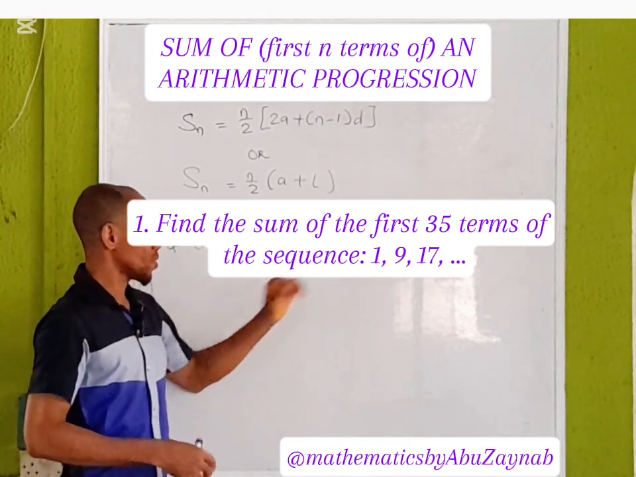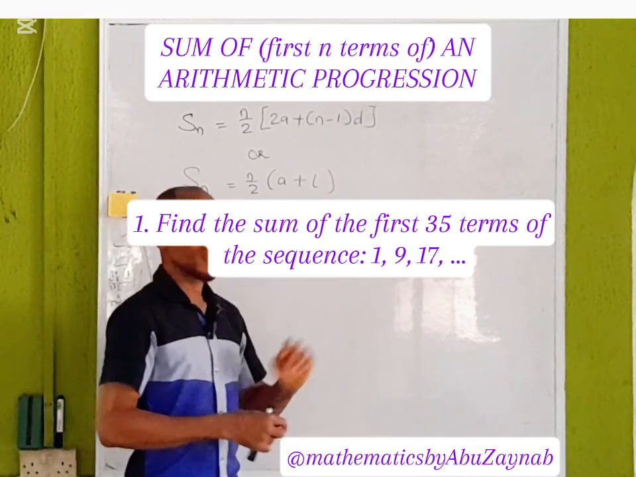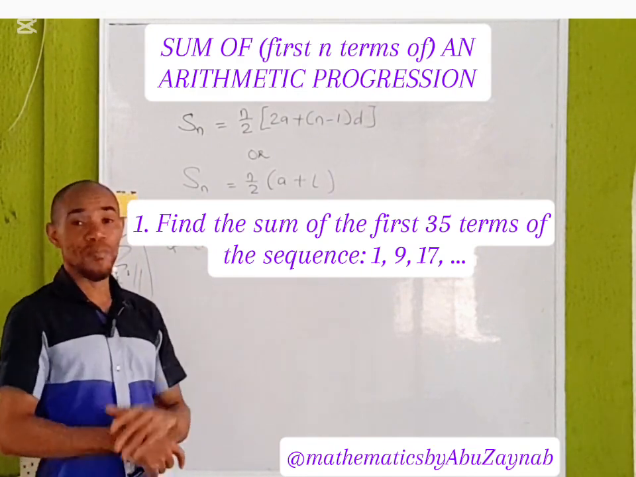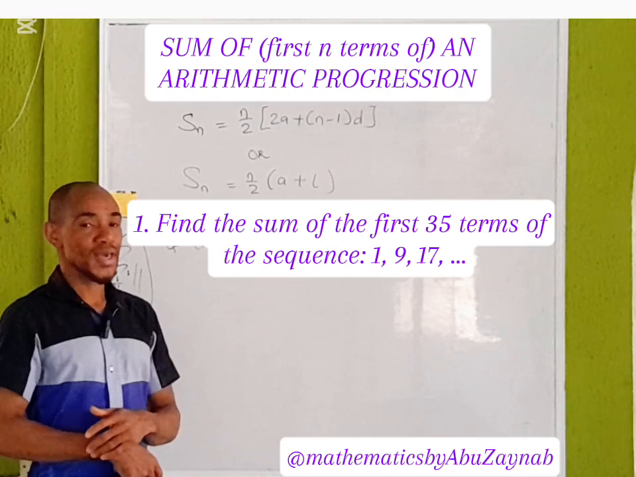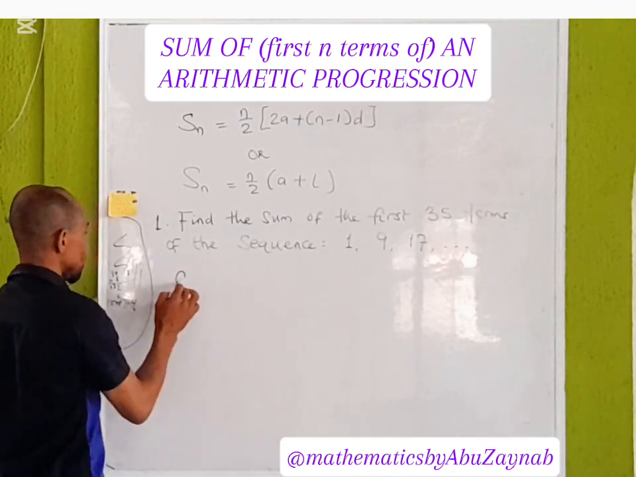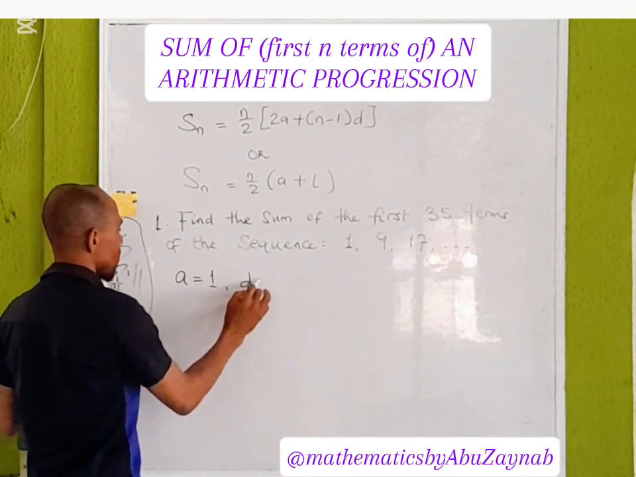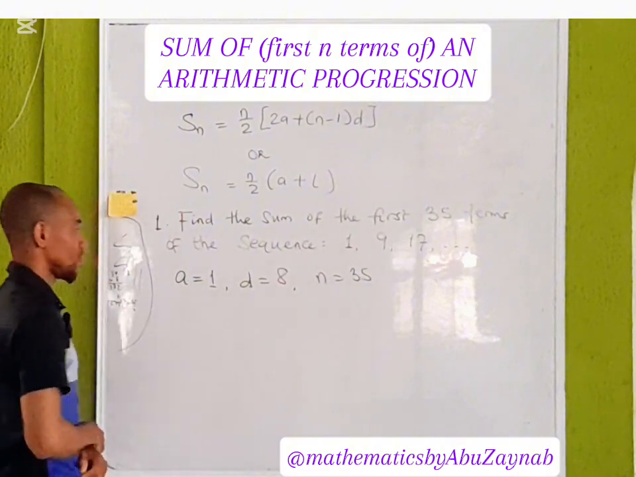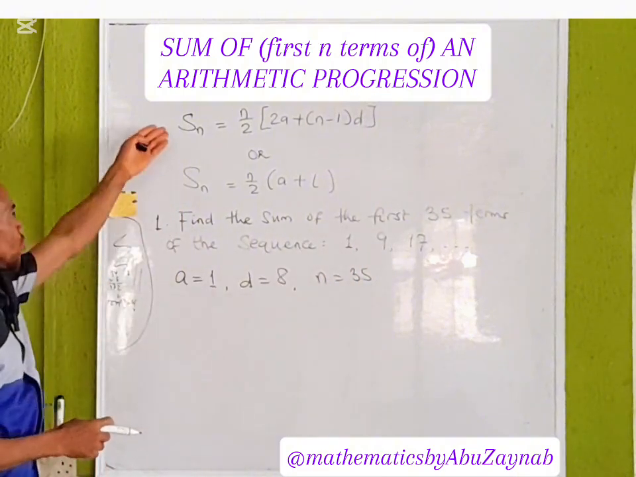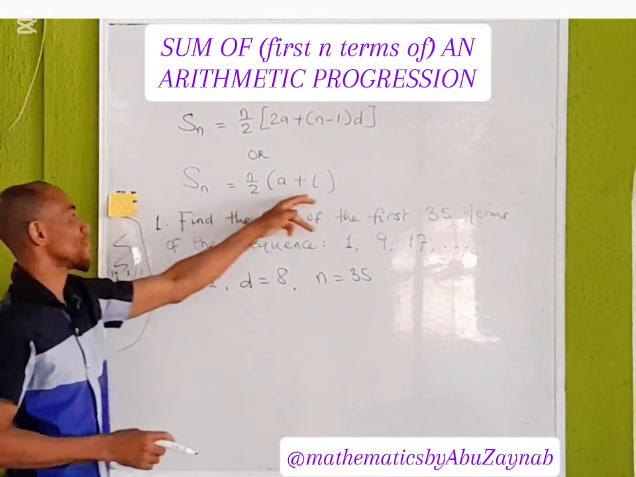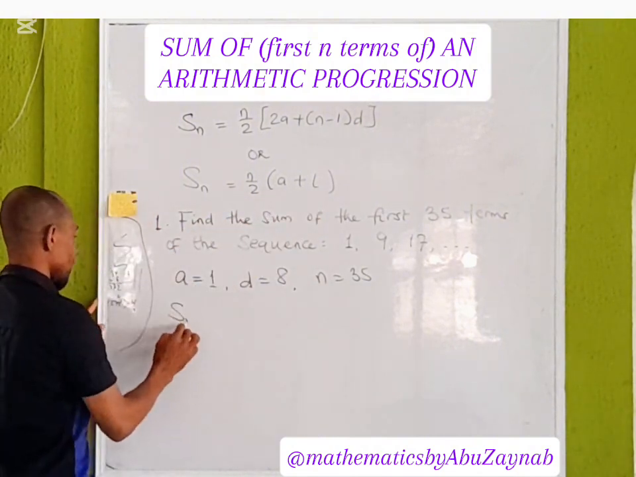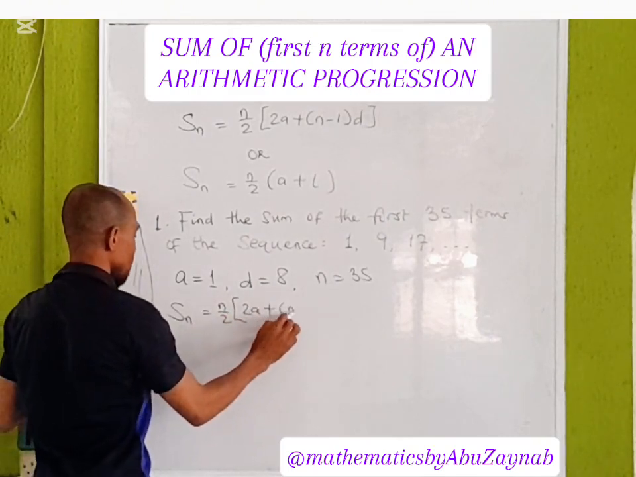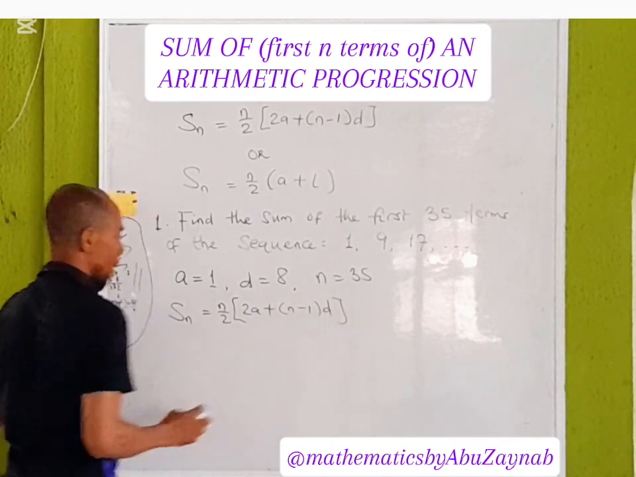So if I say 9 minus 1, 8, 17 minus 9, also 8, that tells us we are dealing with an AP, because it has a common difference, which is unique to AP. Hence, we list our parameters. a is 1, common difference d is 8, and in this case, n is 35, given right there in the question. So with a, d, and n given, we are going to apply the first formula because there's no last term here. Then we have Sn equals n over 2, bracket 2a plus n minus 1 times d.